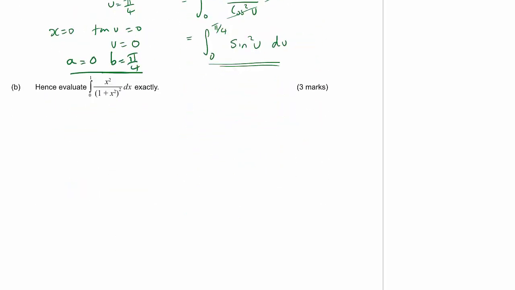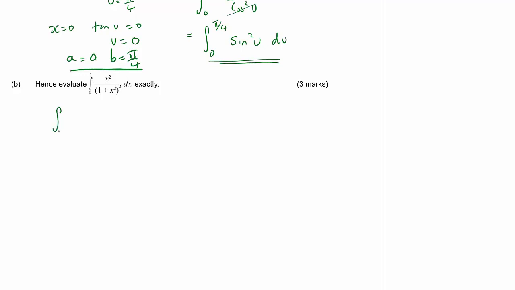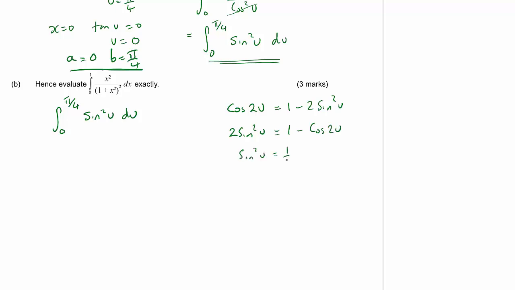Hence we want to evaluate the integral. So basically we're now left with evaluating the integral from 0 to pi by 4 of sine squared u du. Now we know that cos 2u can be written as 1 minus 2 sine squared u. So 2 sine squared u would be 1 minus cos 2u. So sine squared u is going to be a half of (1 minus cos 2u).